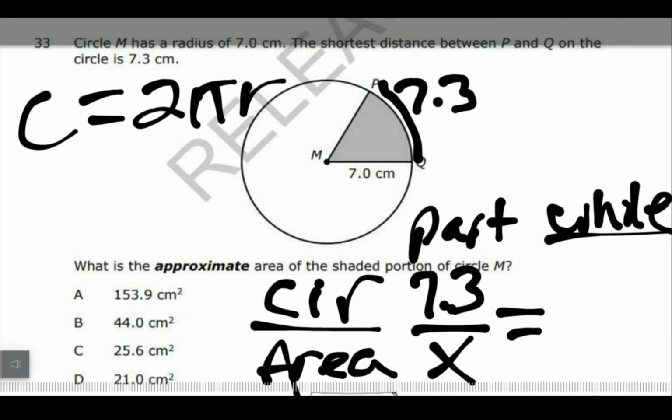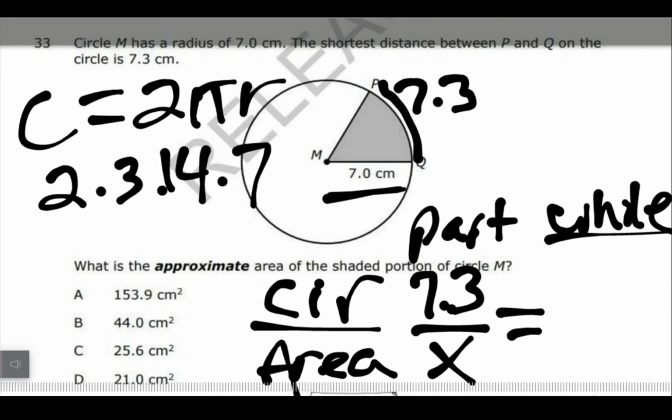All right, so for the whole circle circumference, I remember that circumference is 2 pi r for the formula. So I do 2 times pi times r, which they did give us, r is 7. So I do 2 times pi times 7, and that should give me 43.96. That is our whole circumference of the whole circle.